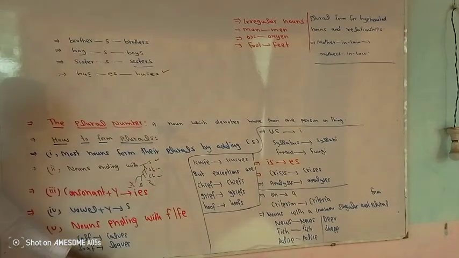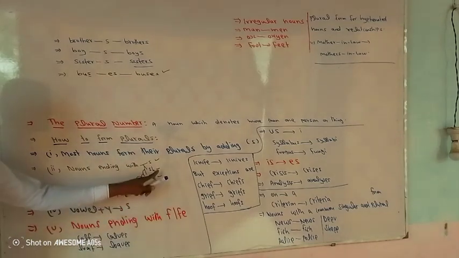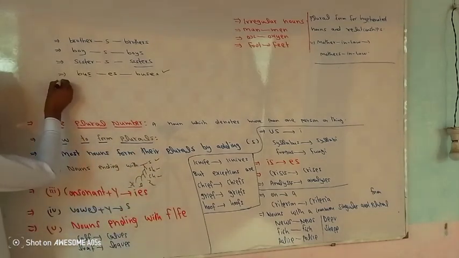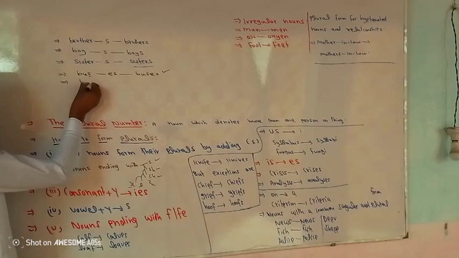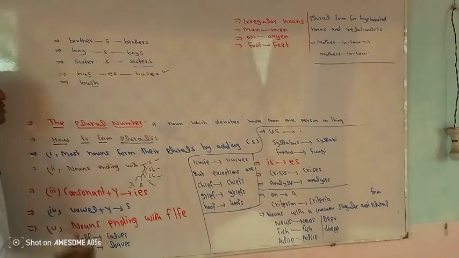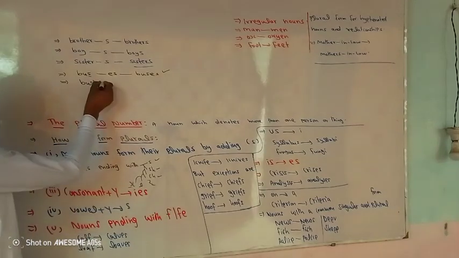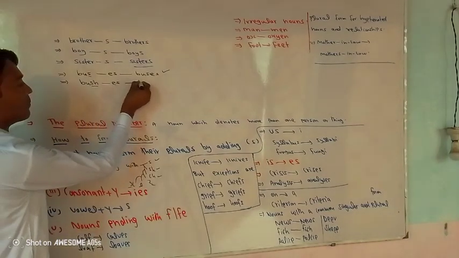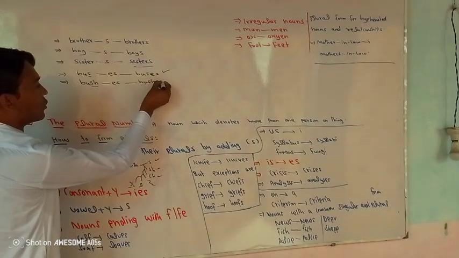Now if we talk about the second one, we have ch and sh. Let's talk about bush. So bush ends in what? Sh. So if you want to convert this, you can simply add es, and that is called bushes. We call it here bushes.